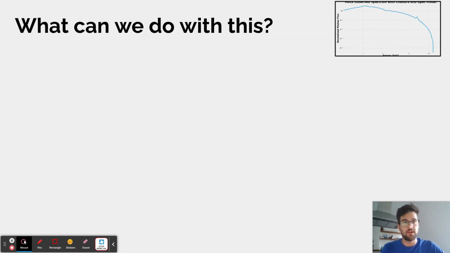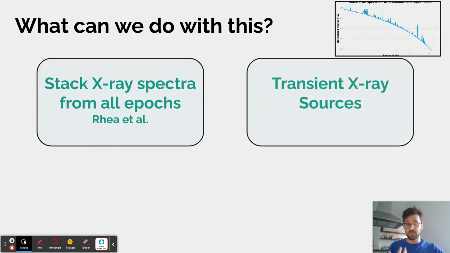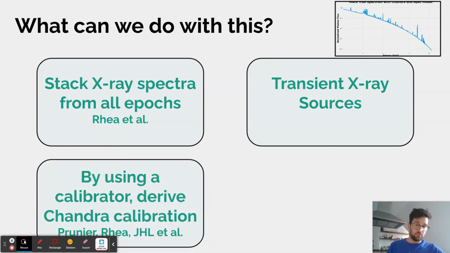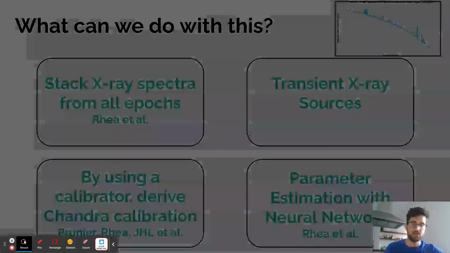Keep in mind, if you look up in the top right, we have our observed spectrum. So what happens when we go from our observed spectrum to our true spectrum? Now, what can we do? Why are we even doing this deconvolution in the first place? Well, it allows us to stack our X-ray spectra from all the different epochs for the first time ever. We've never been able to do this before. It allows for the direct study of transient X-ray sources without having to worry about your response matrix. We have been using it to derive the Chandra calibration and look for potential errors in Chandra's calibration techniques using this recurrent inference machine. And with these deconvolved spectra, or these true intrinsic spectra, we can use them for a whole host of different machine learning applications, such as parameter estimation with neural networks.